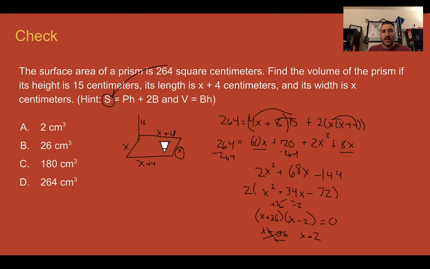So if I'm plugging in 2, that means that this side here is 2. 2 plus 4, this side here must be 6. So now my volume is just 15 is my height times my base, which is 6 times 2. 6 times 2, 12. 12 times 15 is 180, which we said was C.